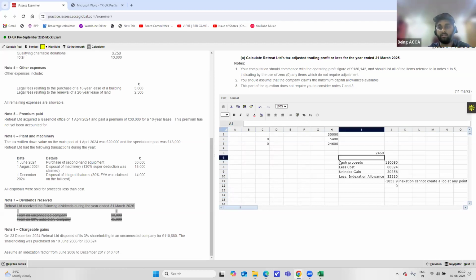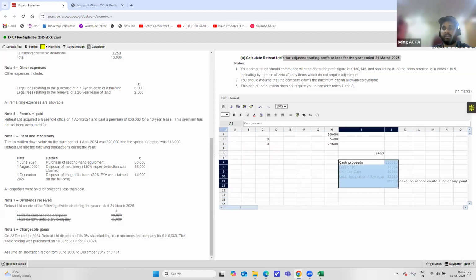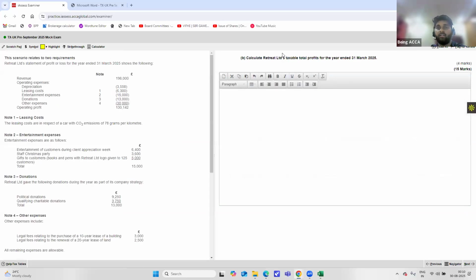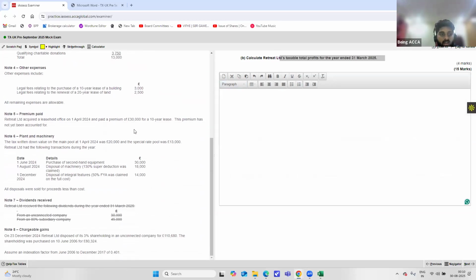This is anyway not related to the tax adjusted trading profits, because this relates to the next question where they ask you to compute your taxable total profits. Now your taxable total profits would be tax adjusted trading profits, plus any profit income you are having, and since chargeable gains are zero anyway, from that total you will be deducting your QCTs.